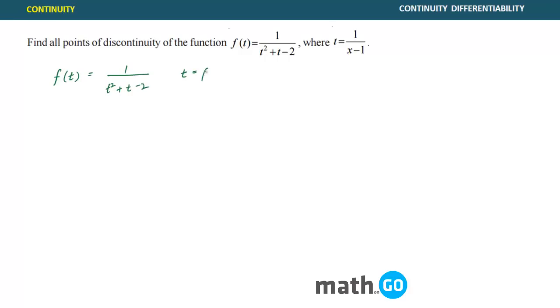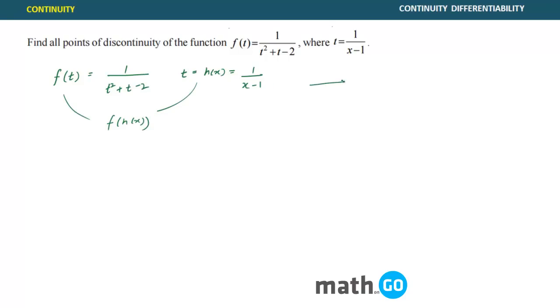So let's say t is given in terms of, let's say, h(x) here, which is another function in terms of x, given by 1 by (x minus 1). So this is a composite function where you will put this value of t. If you combine these two, actually you are being asked f of h of x. This is the function that you are being asked.